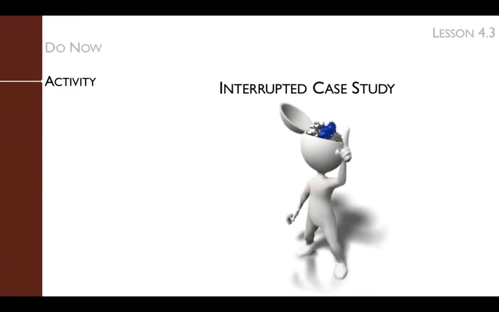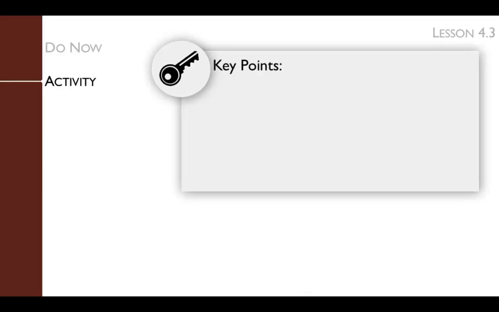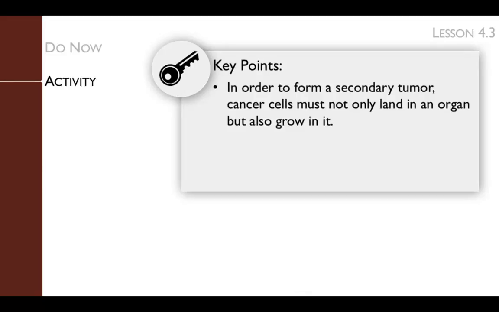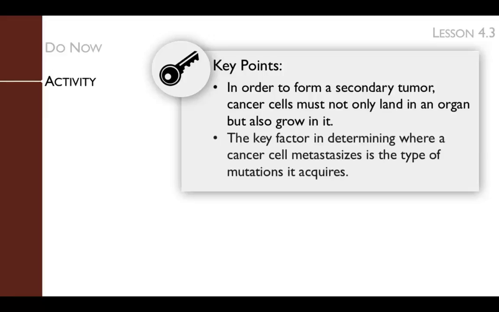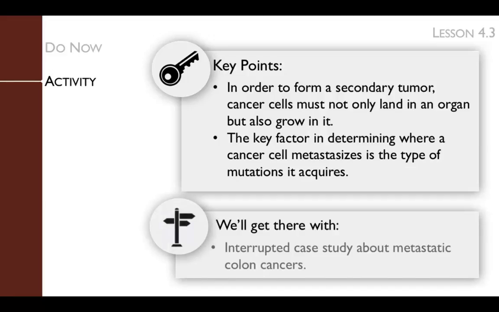In the activity, students will work in small groups to complete an interrupted case study about where secondary tumors are most likely to form. The key points of the activity are that in order to form a secondary tumor, cancer cells must not only land in an organ, but also grow in it. And the key factor in determining where a cancer cell metastasizes is the type of mutations it acquires. We'll get there by engaging in an interrupted case study about metastatic colon cancers.